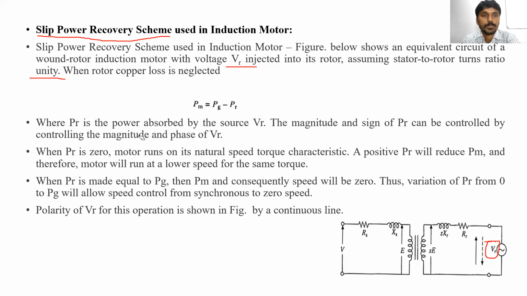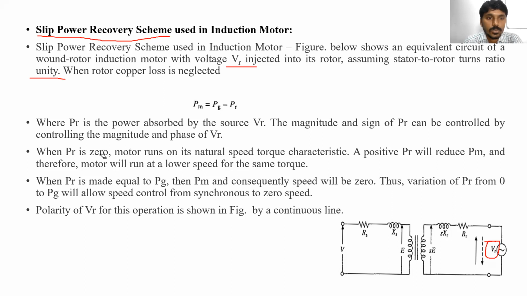Here PR is the power absorbed by the source VR. The magnitude and sign of PR may be positive or negative. The magnitude and sign of PR can be controlled by controlling the magnitude and phase of VR. Whatever voltage we give to the rotor circuit is represented by VR, and by controlling the magnitude and phase of this VR, the power absorbed by the rotor circuit, PR, can be controlled.